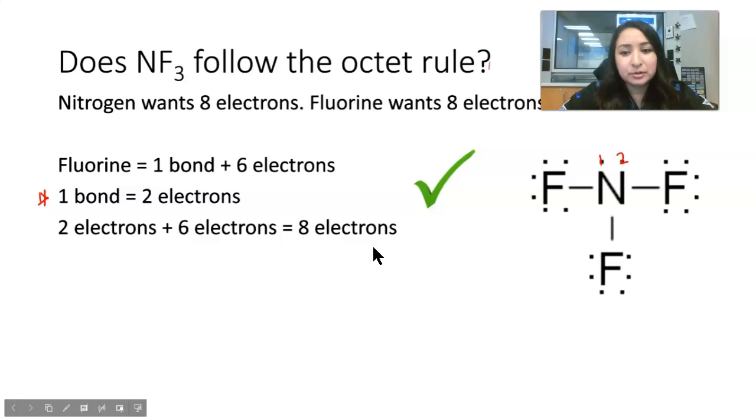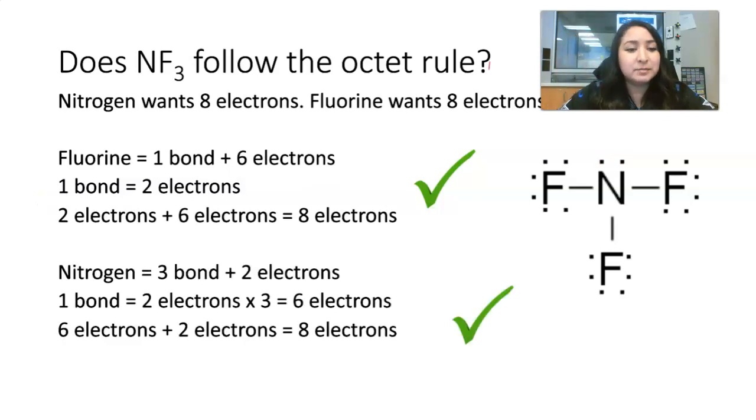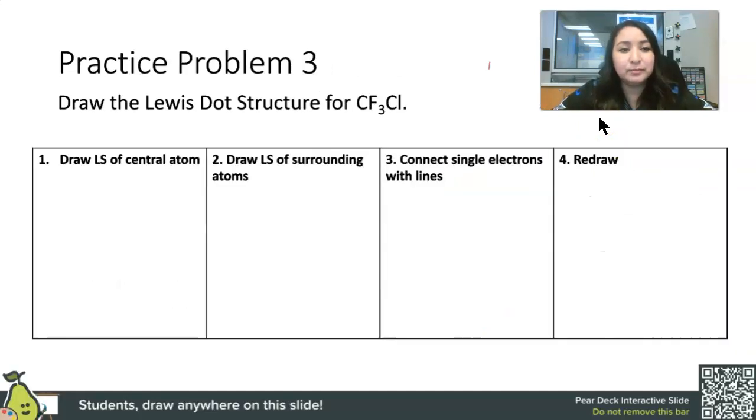1 bond is equal to 2 electrons, so 3 times 2, that gives me 6, plus the 2 on the top, that gives me 8. So yes, it does have 8. So 2, 4, 6, 7, 8. Yeah, it follows the octet rule. So this molecule does follow.